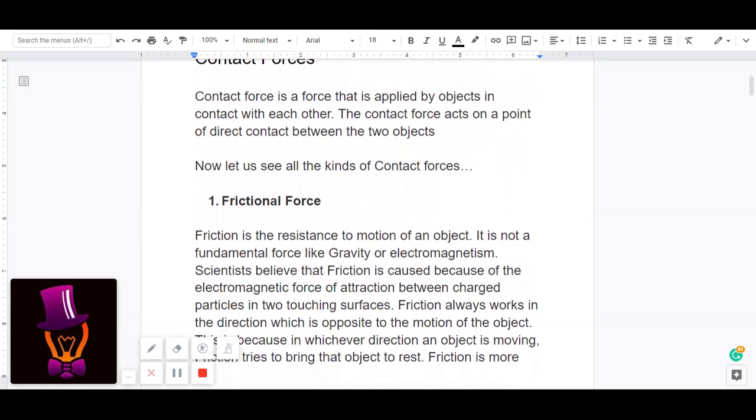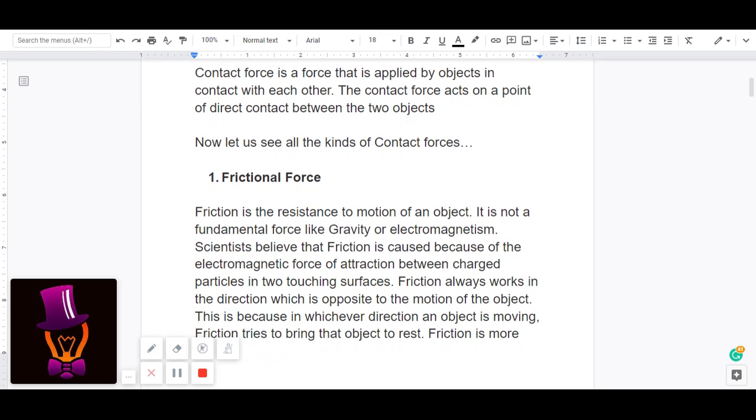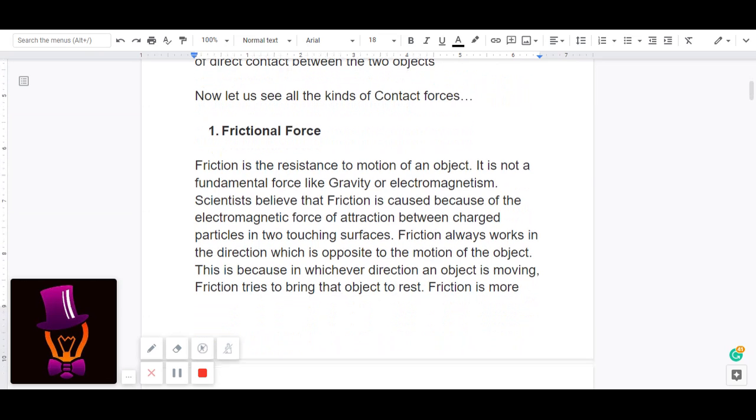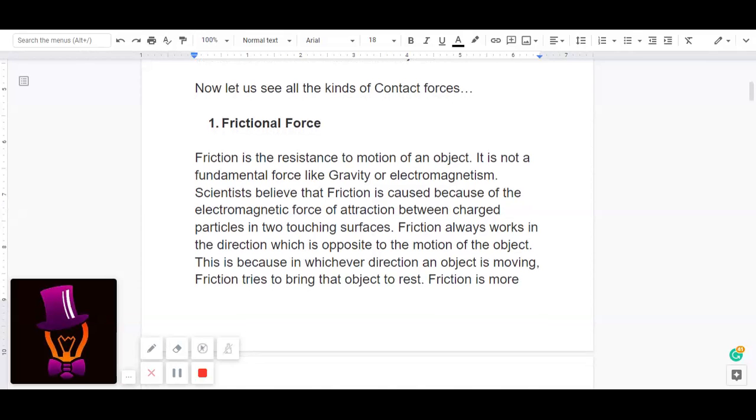Frictional force. Many of you have heard of frictional force. It is the resistance to motion of an object. It is not a fundamental force like gravity or electromagnetism, but scientists believe that friction is caused because of the electromagnetic force of attraction between charged particles in two touching surfaces. Friction always works in the direction opposite to the motion of the object. This is because in whichever direction an object is moving, friction tries to bring that object to rest.